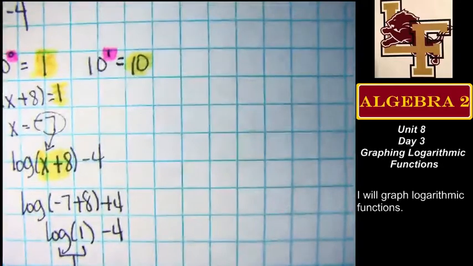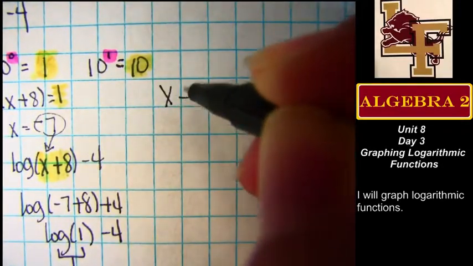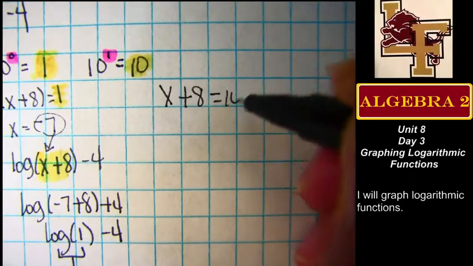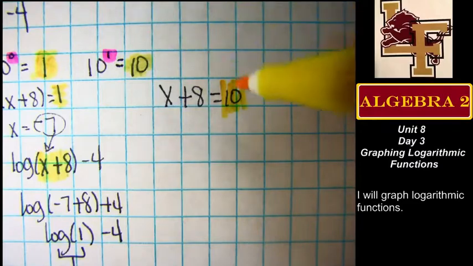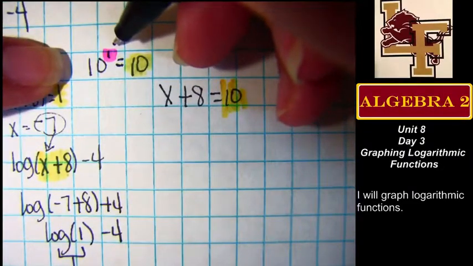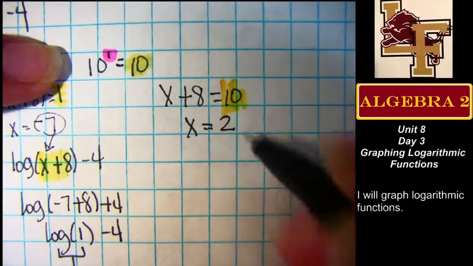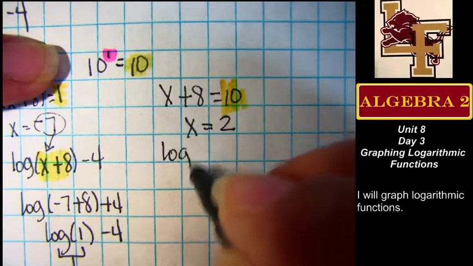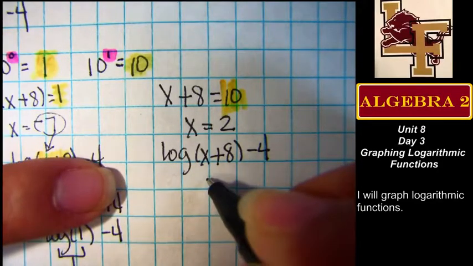All right, I'm going to try to do this one with an even quicker shortcut. I'm looking for the place where x plus 8 equals 10, because I want these two things to match. Because when they match, my logarithm evaluates to this exponent up here. So in order for this to be true, x must be 2. And so I can go from this to this.